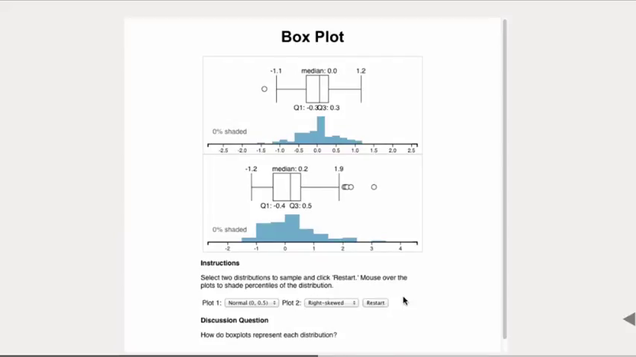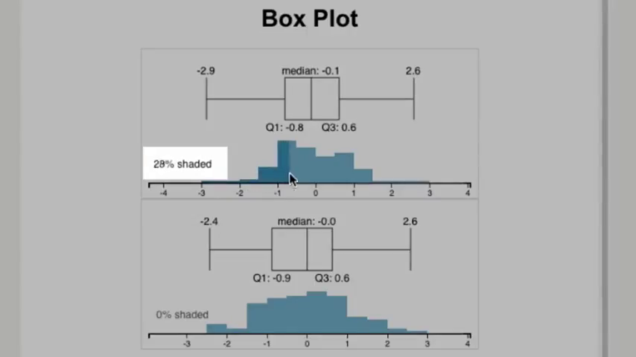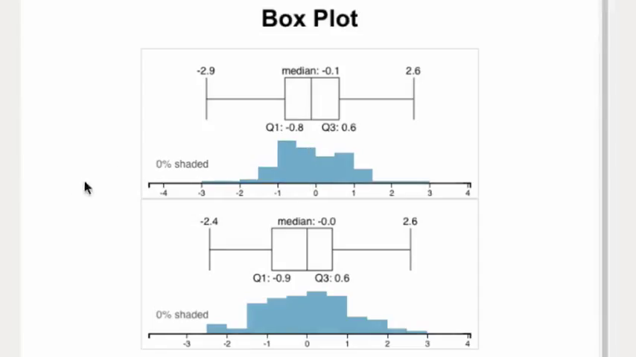The histograms and boxplots are automatically updated when you resample values. You can hover your mouse over the plots or touch the plot to shade in part of the histogram. This display here tells you how much of the histogram you've shaded. This tool can be used to easily explain what the quartiles of the distribution mean.